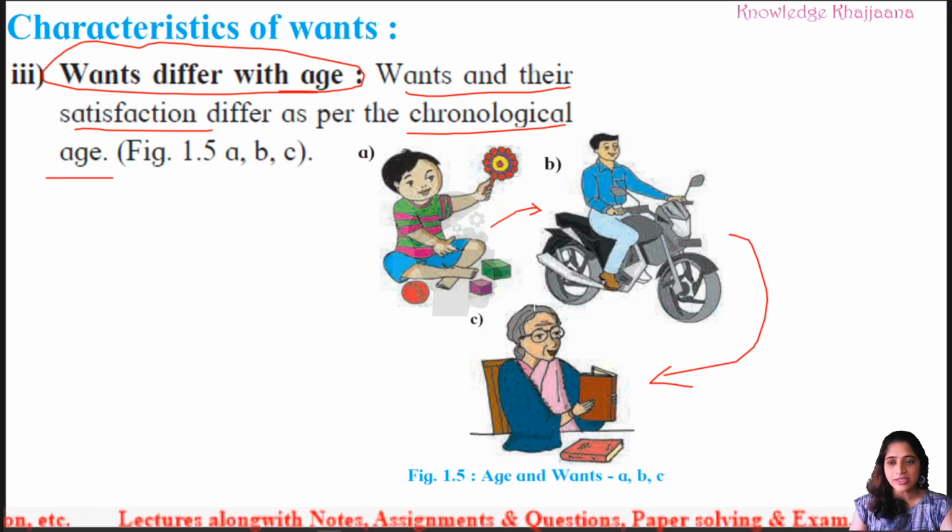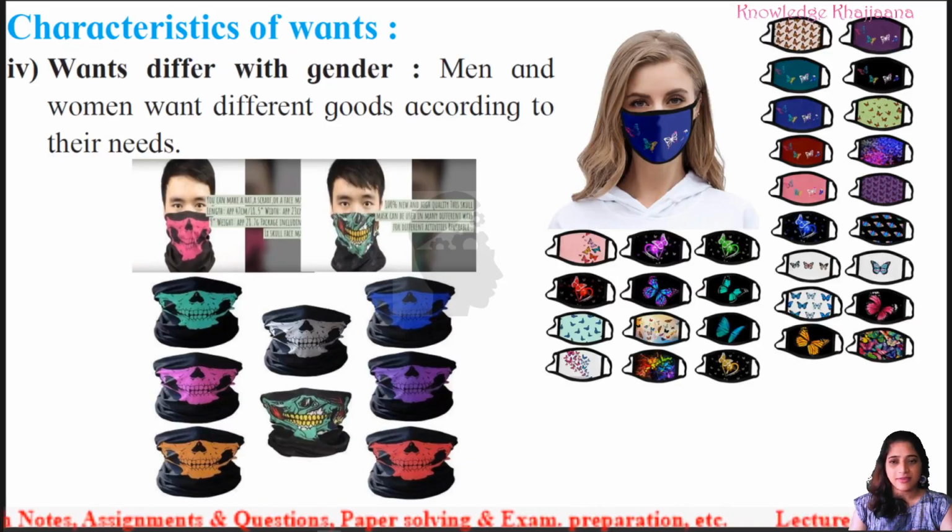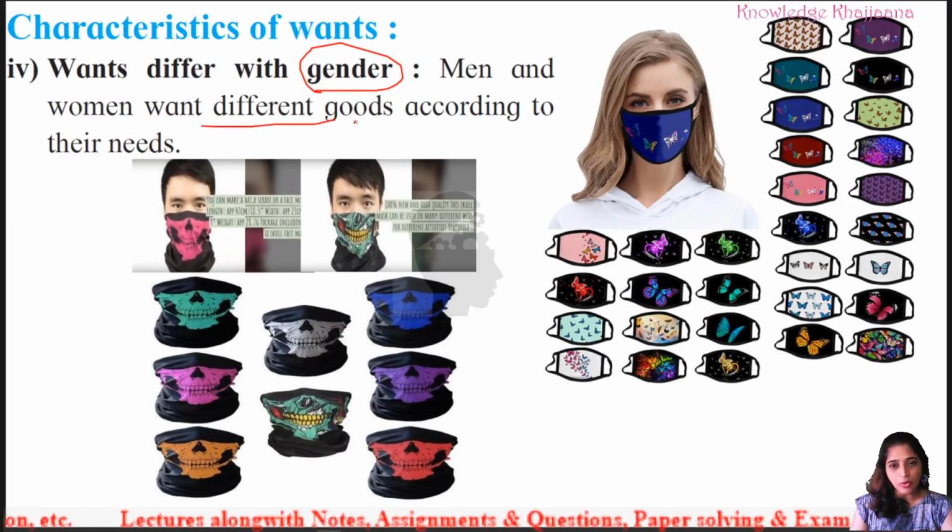The next characteristic of want is that wants differ with gender. All of you will agree with this. Many of you would be girls and boys also. Obviously you must agree, because the clothes which boys wear, girls won't like to wear, and the types of clothes which girls wear, boys will not like to wear. Why? Because wants differ with gender. Men and women want different goods according to their needs, right?